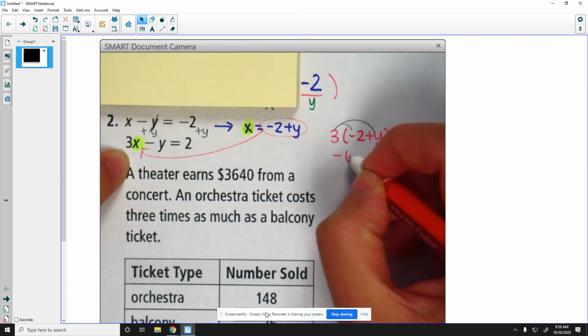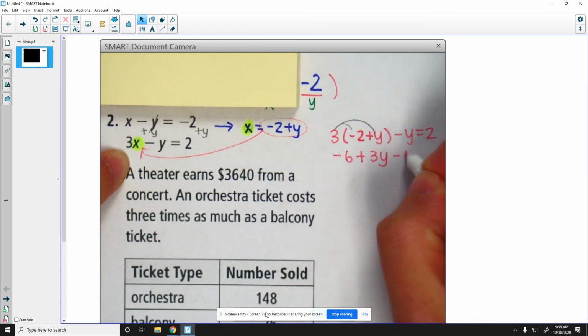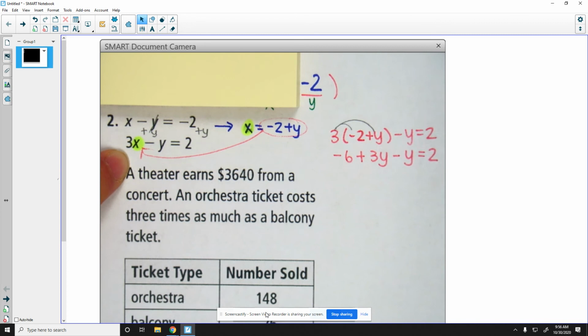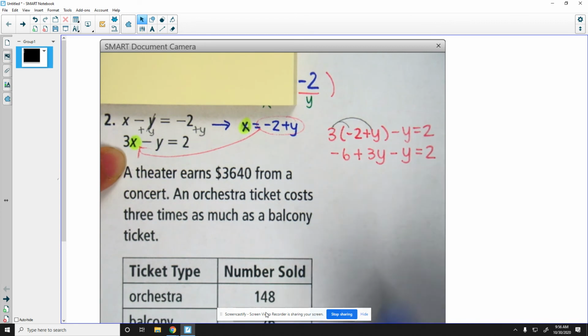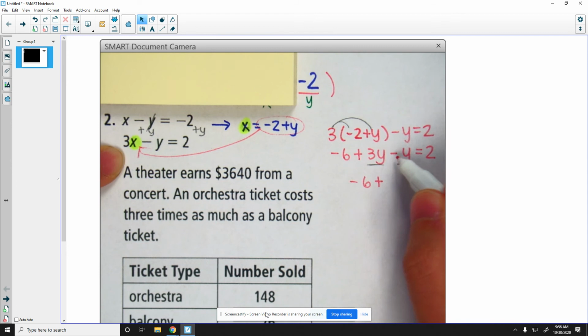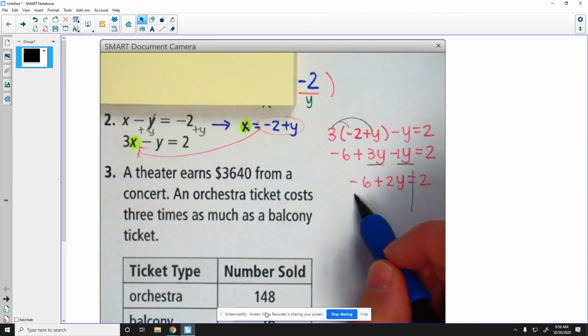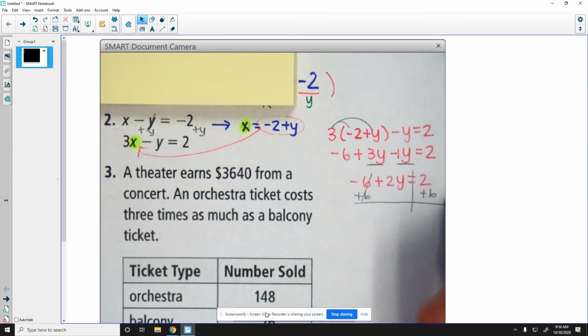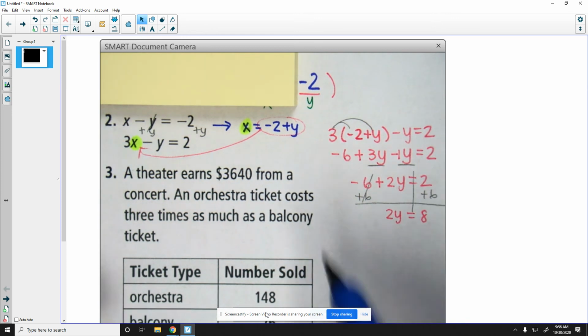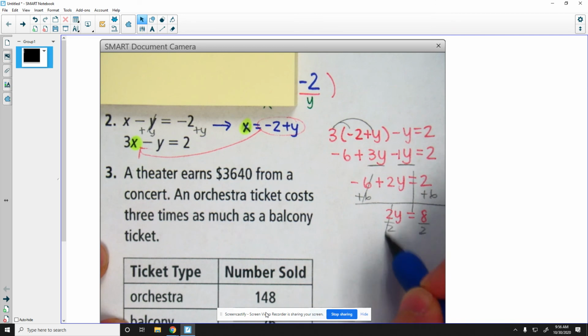Okay. So I have -6 plus 3y minus y equals 2. I'm going to combine like terms. So I have -6 plus 3y minus y, or 3 minus 1 is 2y equals 2. And let's go ahead and solve for y. So I'm going to add 6 to both sides. I get 2y equals 8. Divide by 2 on both sides. I have y equals 4.